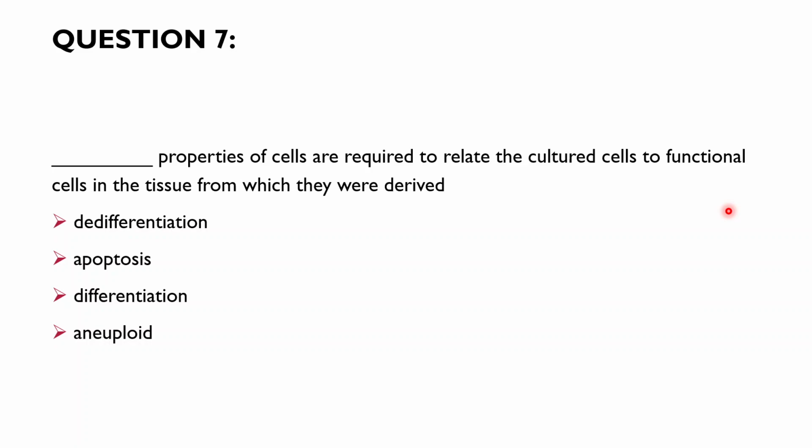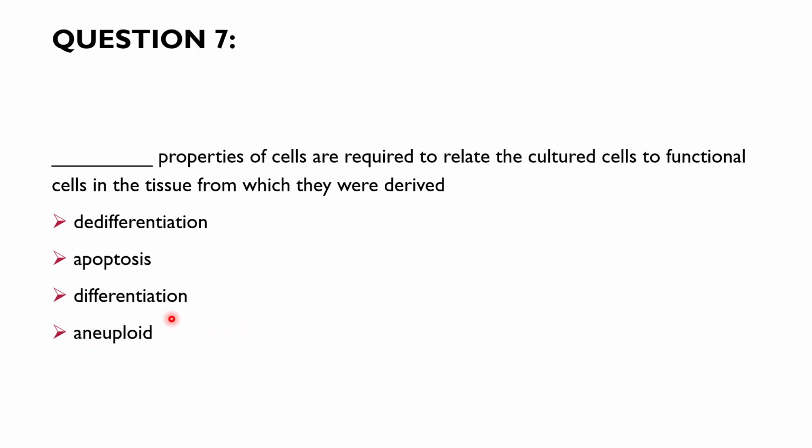In order to relate the cells to the tissue from which you are deriving them, usually what we do is take out a chunk of tissue from outside the body and then we disaggregate the cells, because a tissue refers to a group of cells which have a similar function and structure. We disaggregate these cells, make them into single cells, and then culture them in a culture plate. So in order to relate the cultured cells to the functional cells in the tissue, the properties of cells that are required are the differentiation properties.